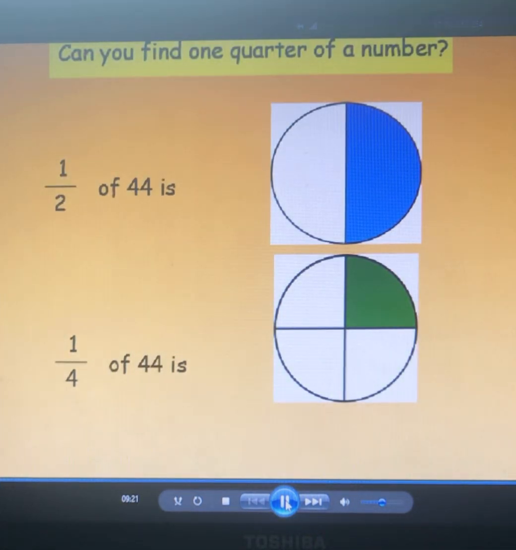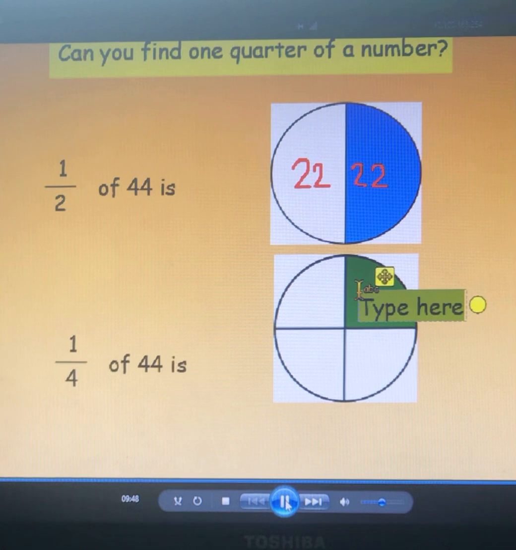Let's just have one more go. We want to find 1 quarter of 44. Half of 44 is 22. 22 add 22 is 44. So what's a quarter of 44? Well, we need to half 22. Half of 22 is 11.